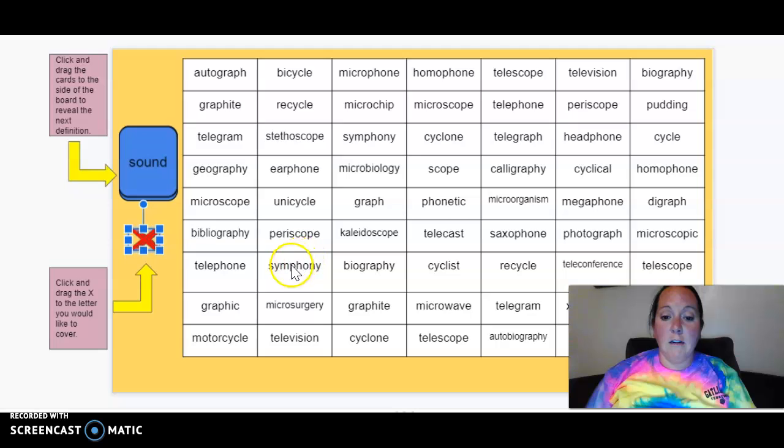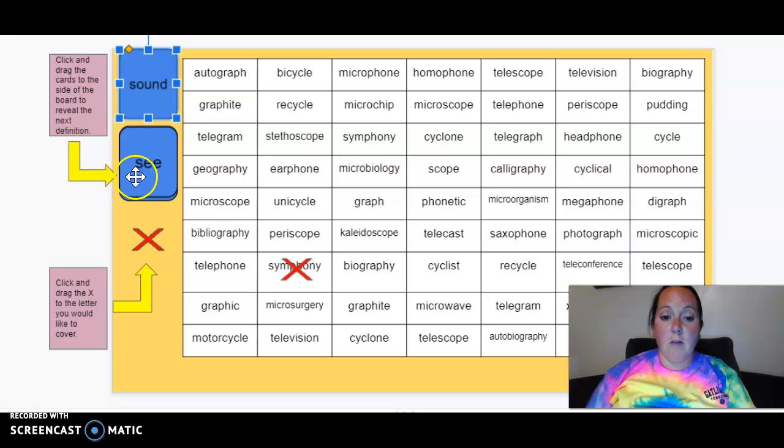And I see right here, symphony. So I'm going to move that to this word, which symphony is a group that makes sound. And I'm going to move that up and reveal my next definition.